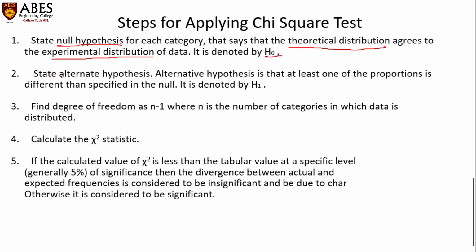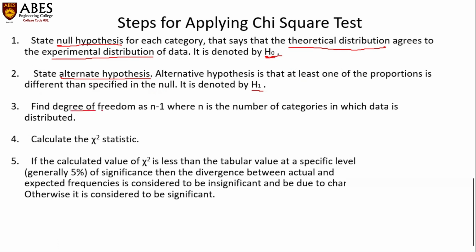After declaring the null hypothesis, we declare the alternate hypothesis. It is denoted by H1 and it is the contradiction of null hypothesis H0. It says that the difference between theoretical distribution and experimental distribution is significant in at least one category. That is, at least one of the proportions is different than specified in the null hypothesis.